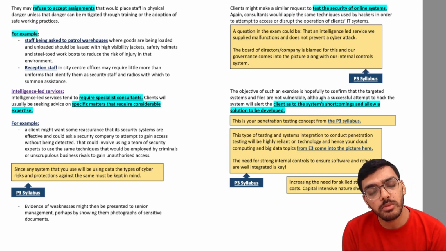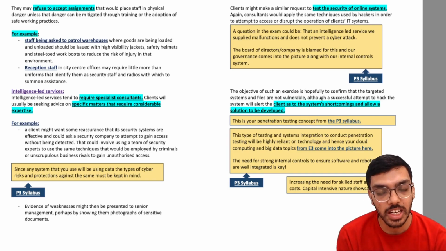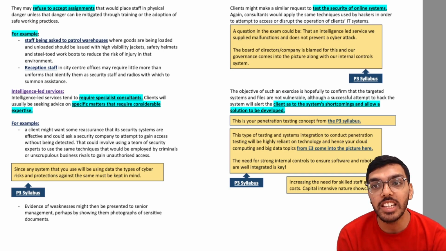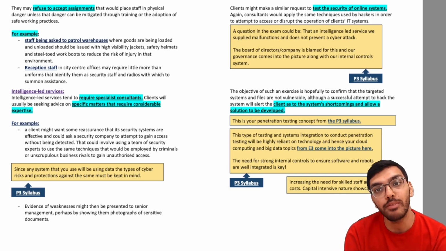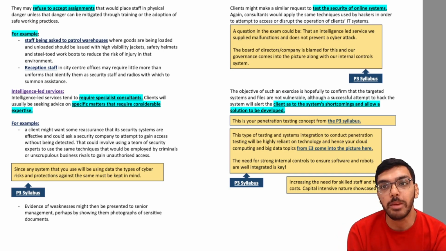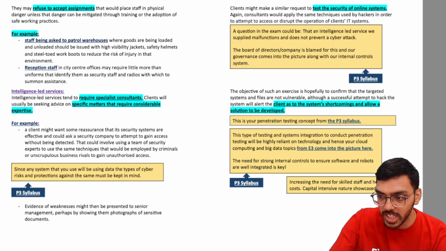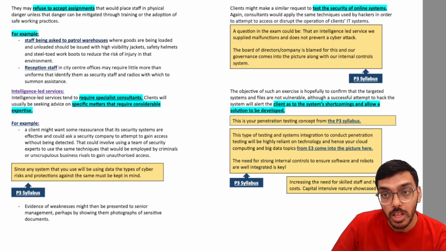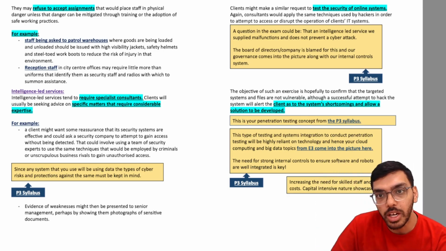So a very favorite exam question, which I can clearly see over here, is that an intelligence-led service we supplied malfunctions and does not prevent a cyber attack. There was a problem, we provided the service and we said everything is okay. But there was still a problem which we didn't detect. So we didn't prevent a cyber attack.